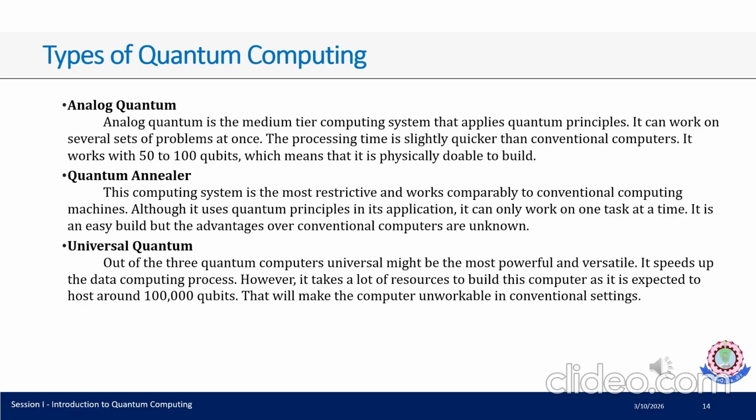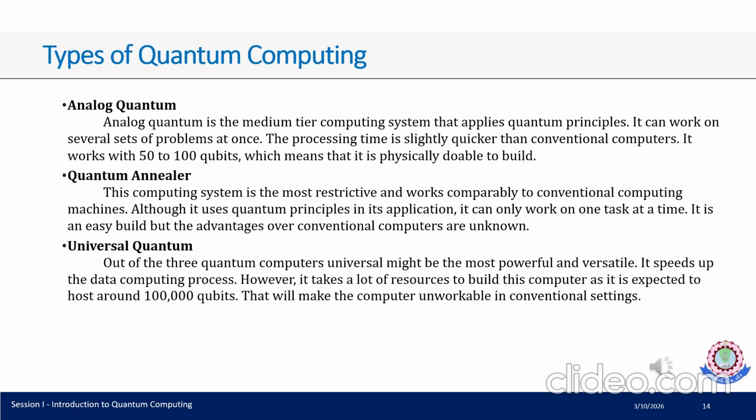Types of quantum computing are analog, quantum annealer, and universal. Analog is a medium tier of computing system that is going to apply quantum principles. It can work on several problems at once, so it will deal with 50 to 100 qubits. Quantum annealer is again a machine which is more restrictive and works comparably to conventional machines. So this works one task at a time. It is easy, but has an advantage over conventional machines.